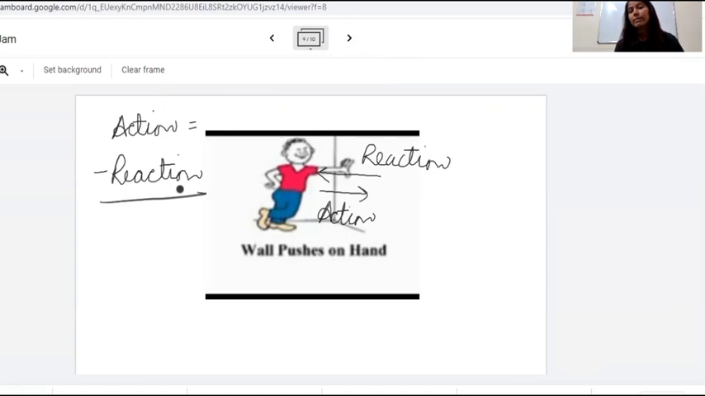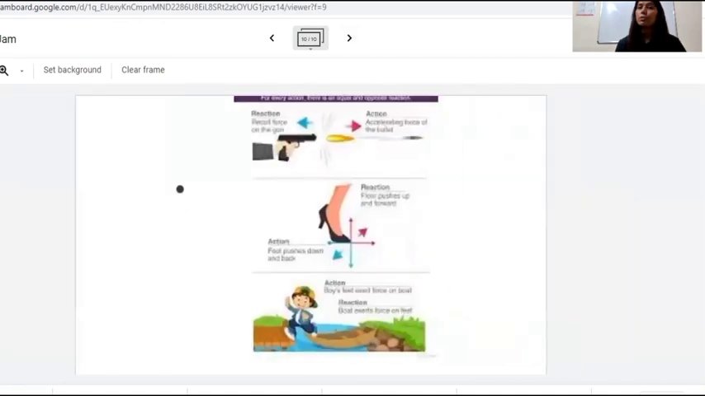So that's why we can say if a man pushes the wall, the wall pushes the man in the opposite direction. These are some of the examples. Last example I am showing you, though there are many examples. I have already told you that when a gun triggers, the bullet comes outside, action takes place and reaction takes place on the bullet.